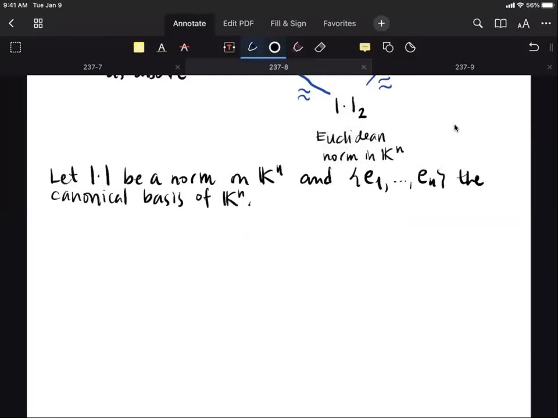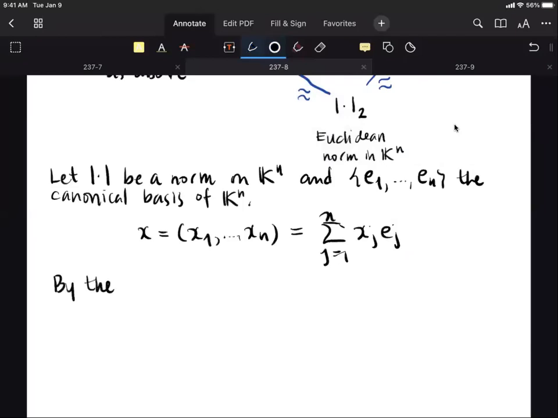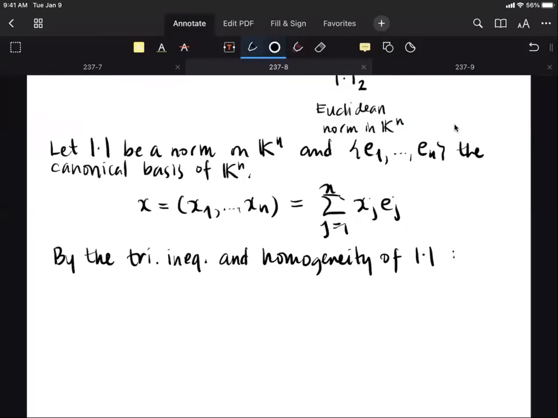This means that I can write an n-tuple in K^n in the following way. According to the triangle inequality and homogeneity of the norm, this norm in particular, we have the following inequality.